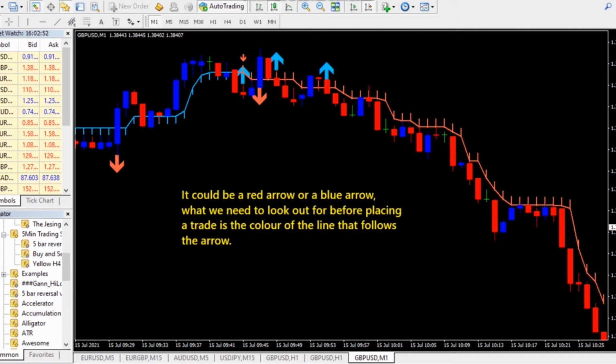It could be a red arrow or a blue arrow. What we need to look out for before placing a trade is the color of the line that follows the arrow.